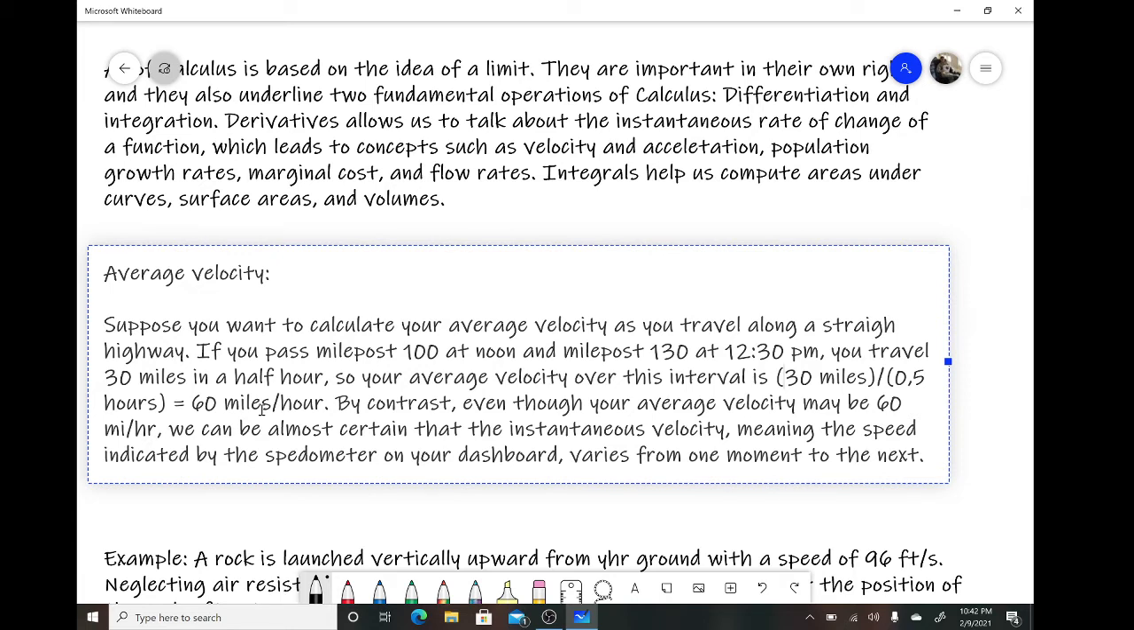So the speedometer velocity that we see is varying from moment to moment. The limit will help us define this instantaneous rate of change as you move from one point to the next, from 1 second to the next one, from 1 mile to the next mile. That is what the limit would allow us to do.